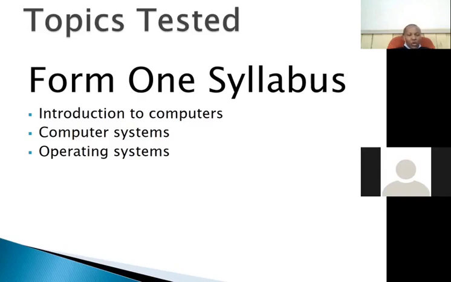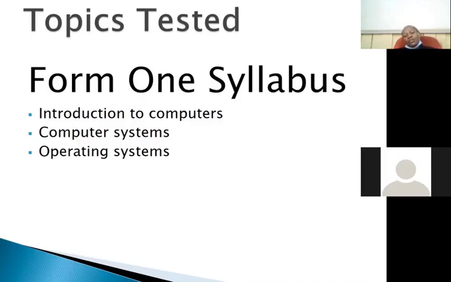Next we have the operating system: the definition of the operating system, the resources under the operating system's control, and the functions of the operating system. We have the classification of the operating system. We have how Windows organizes information, and the factors that determine how an operating system organizes information.